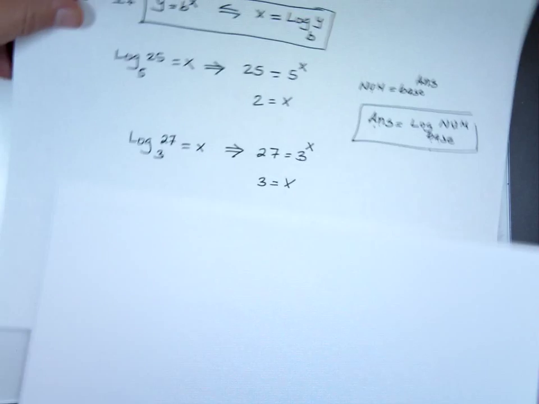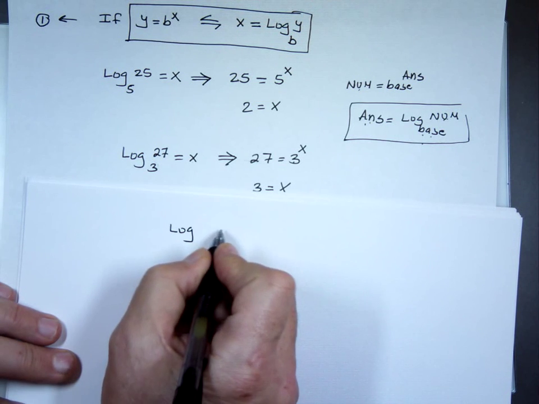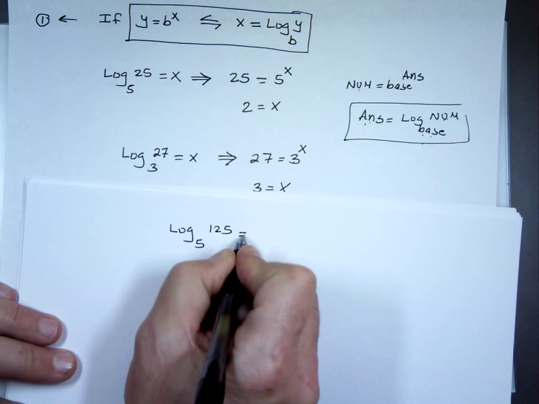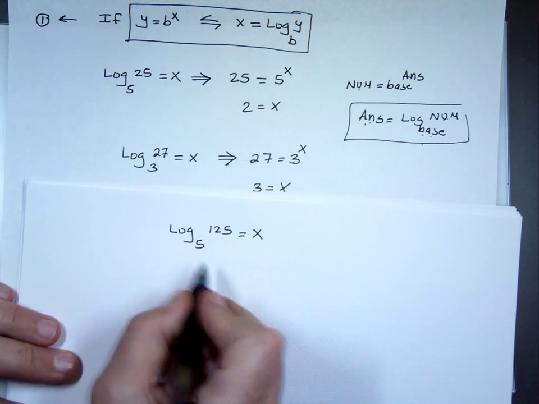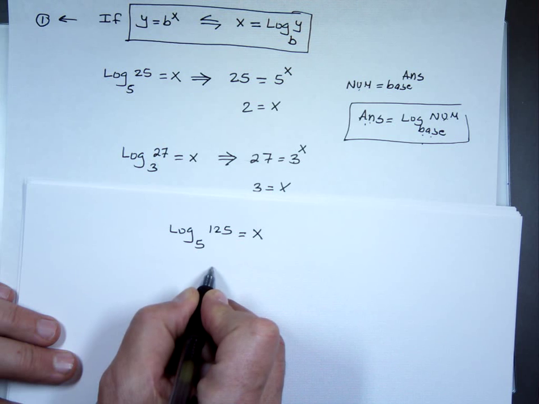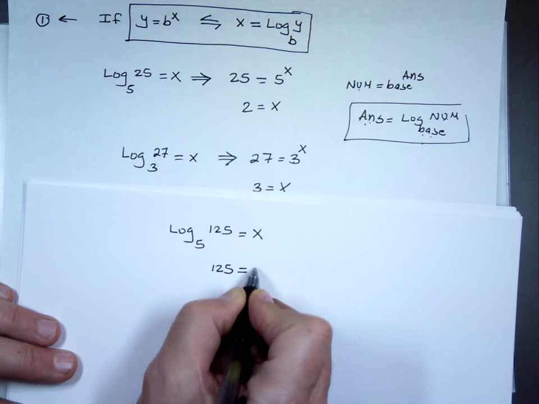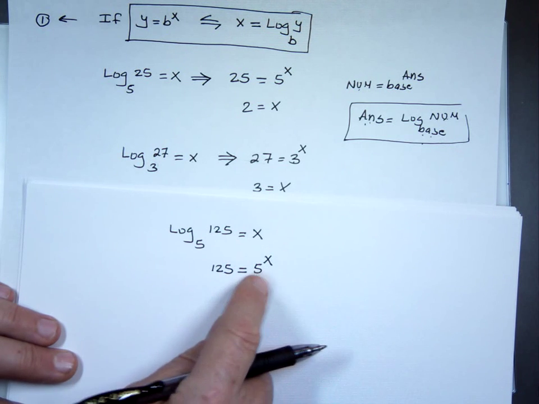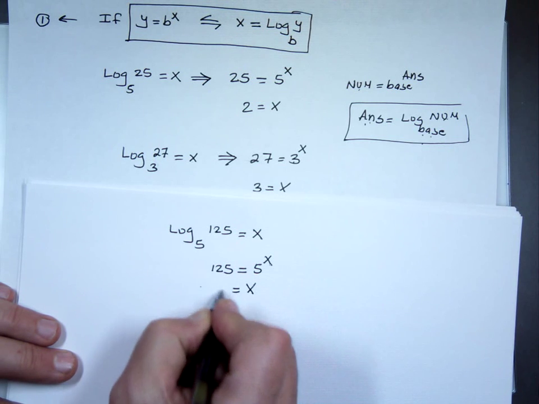So if I put this problem, what's my number here? My number is the 125, which should equal what? The base raised to the answer. So 5 to what power is 125? Yep, x equals 3, correct? Yep.